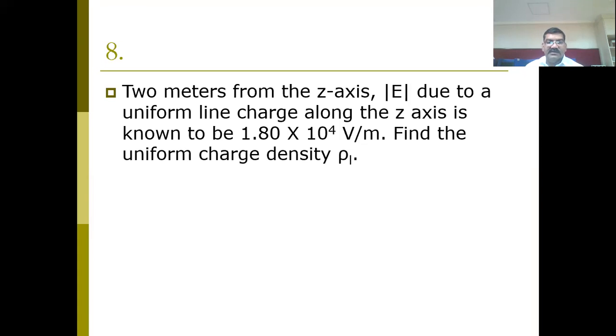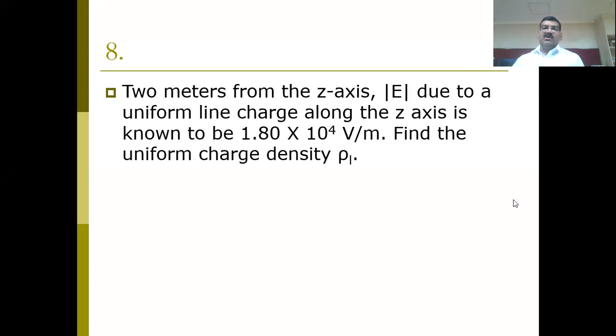Quickly, I am waiting. 2 microcoulomb per meter. How much? 2 microcoulomb per meter. 2 microcoulomb per meter is the answer. Anybody else got this answer? So this is very simple.